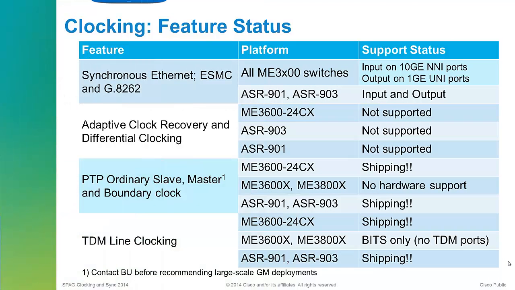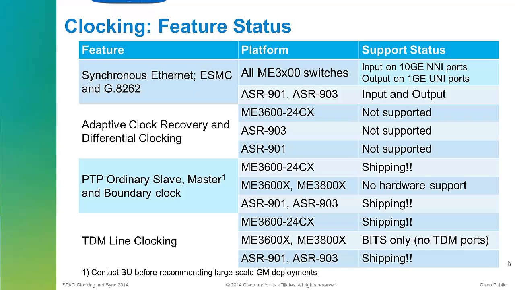So, supported and unsupported features, just highlighting some of the differences here. In general, across the platforms, they're pretty similar. The only differences really are, as I said, about the 3600 Carrier Ethernet switches. For synchronous Ethernet support, they only support SyncE input on the NNI ports and support SyncE output on the UNI port. So you can't take synchronous Ethernet in on a UNI port. And given the market they were designed for, that's a fairly common trade-off that's made.